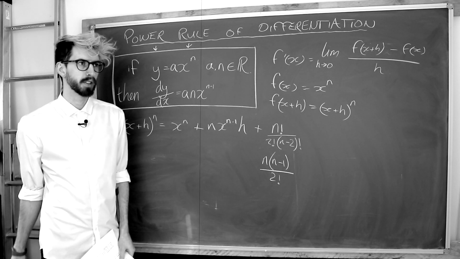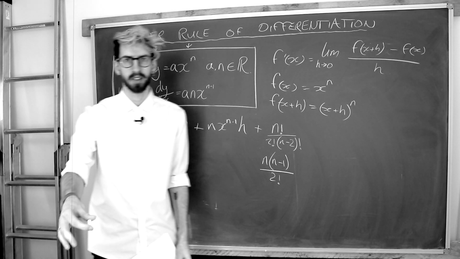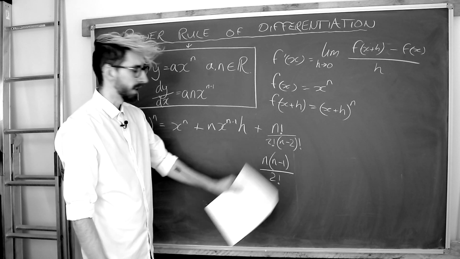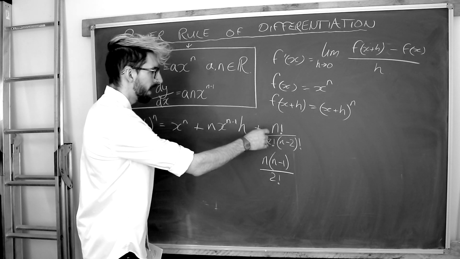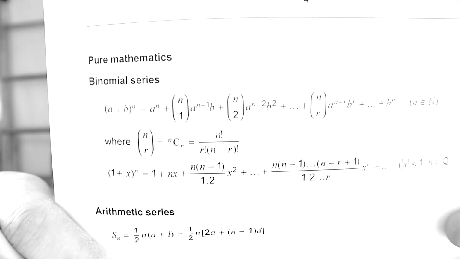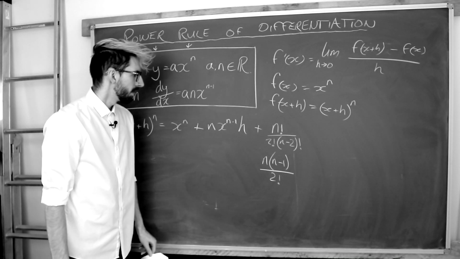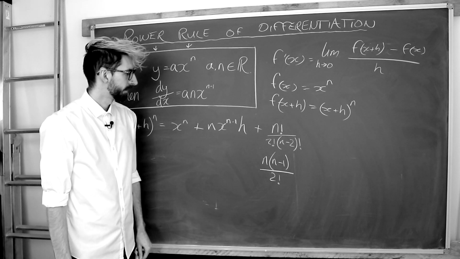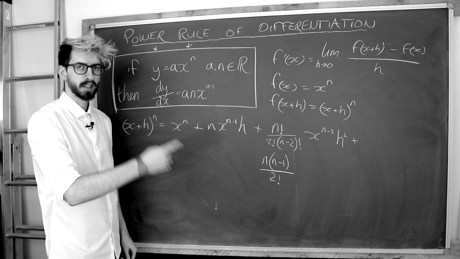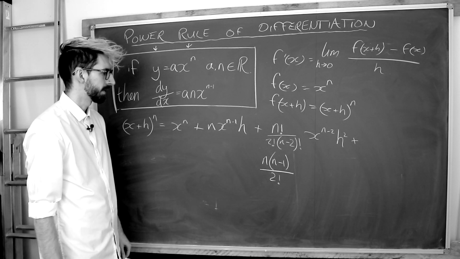And there's an interesting reason for that, but that's more of like further maths, A-level kind of stuff. But all I'm going to do here is write that coefficient. That's it using the formula which is here in your formula book. But I've simplified it to that. And then we'd have like that, x to the power of n minus 2 and then h squared.